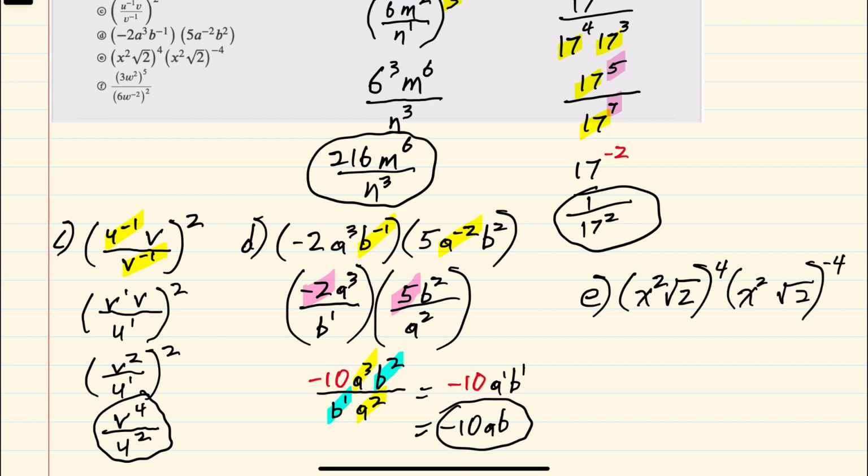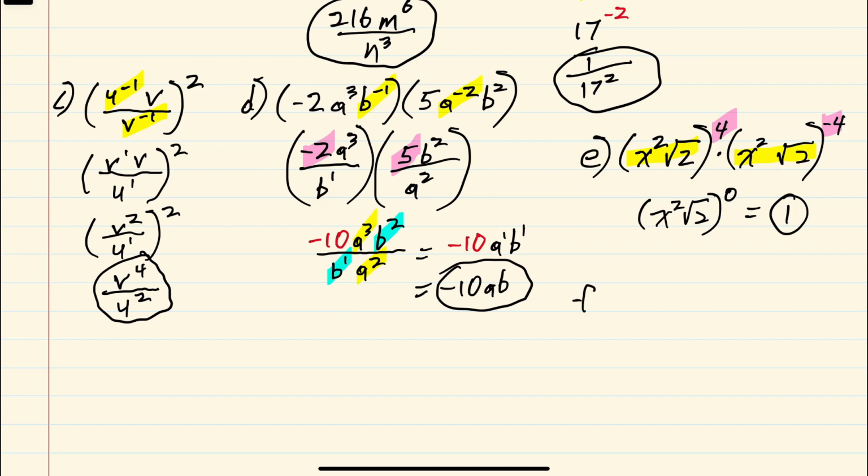For E, we could do this in a couple of different orders. But the one that I think makes the most sense here is, since they have the same base being raised to these exponents, we can keep that base, x squared square root of 2. And then since they're being multiplied, I can add the exponents. 4 plus negative 4 giving me a 0 means that I have this value in the parentheses raised to the 0 power, which will always give me 1.